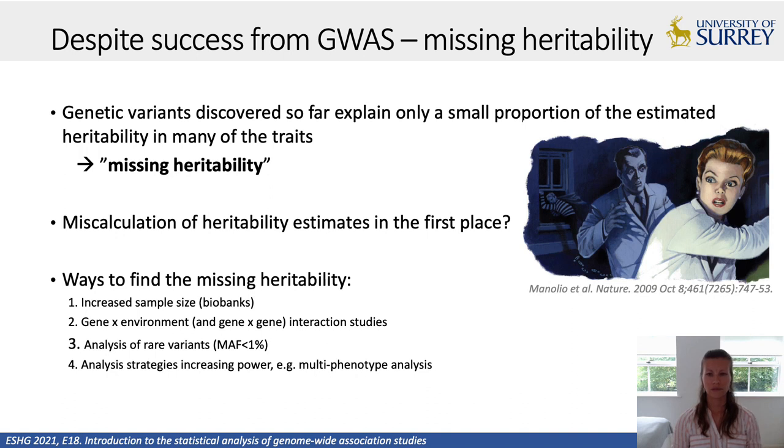As we saw from the figures, the GWAS has been incredibly successful for many of the traits, but still they explain only a small proportion of the estimated heritability for many of the traits, and this missing part is called the missing heritability. There has been some discussion that maybe the heritability estimates in the first place are biased, and there are new techniques in calculating the heritability estimates. But anyway, we need to try to find the missing heritability.